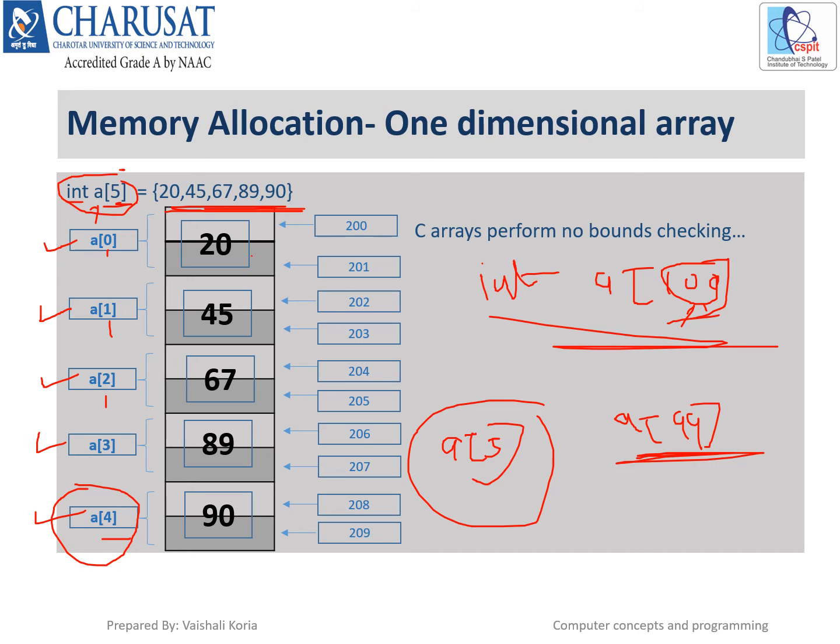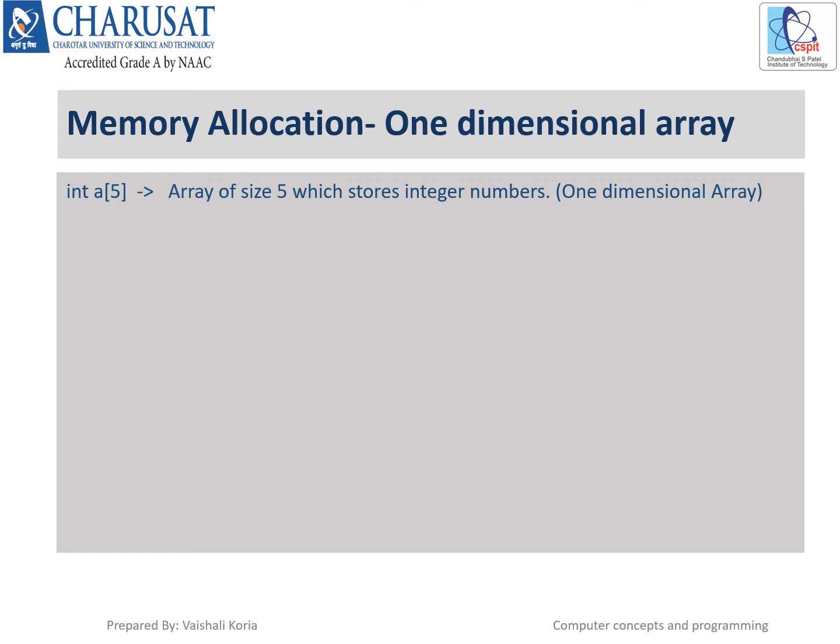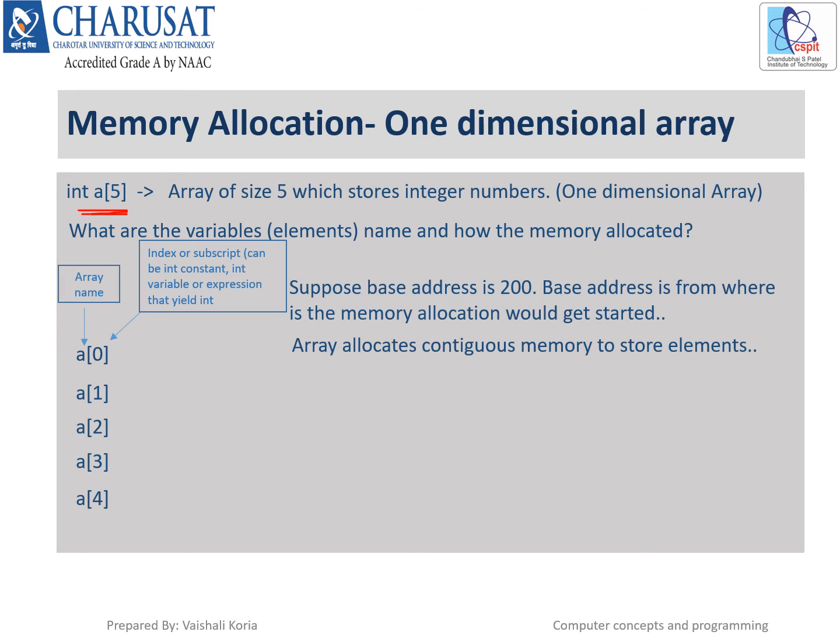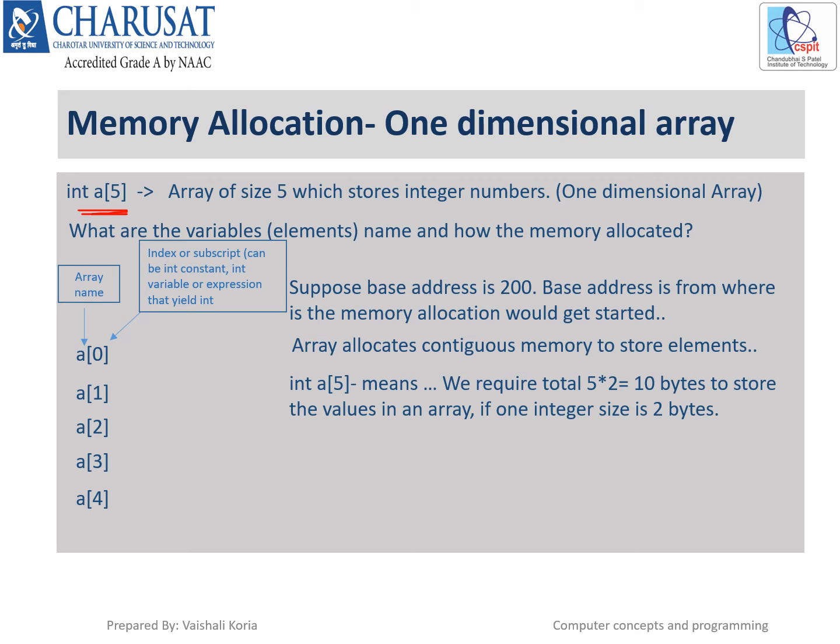Now if you are declaring the same 5 size integer array, how many elements will it take? 5 elements. And how much memory will it take? How many bytes will it take to store the 5 elements? You can see that each element is taking 2 bytes. Obviously 5 elements are taking total 10 bytes. So for A total 10 bytes are required. And suppose the base address is 200.